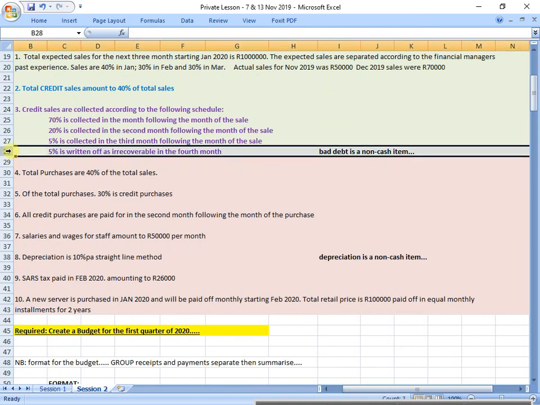Okay. And then the last one, again, I've written off bad debt. It's not a cash flow. You don't record it. Make sense? Okay.